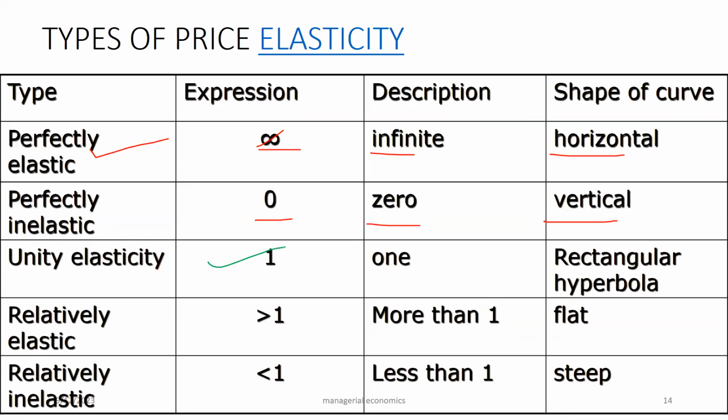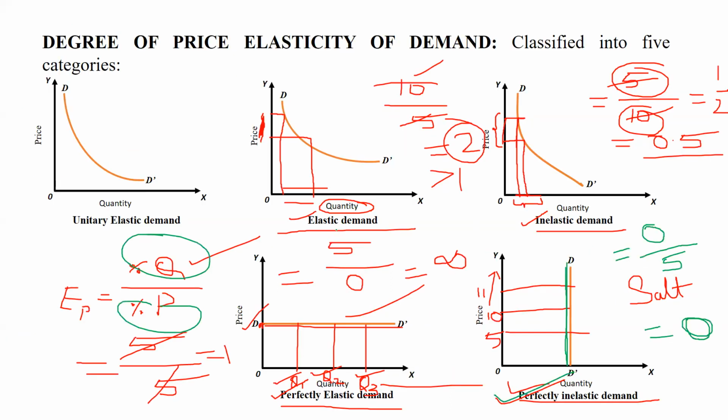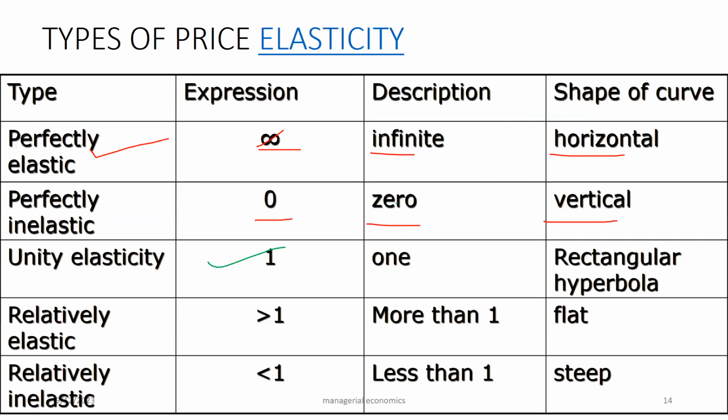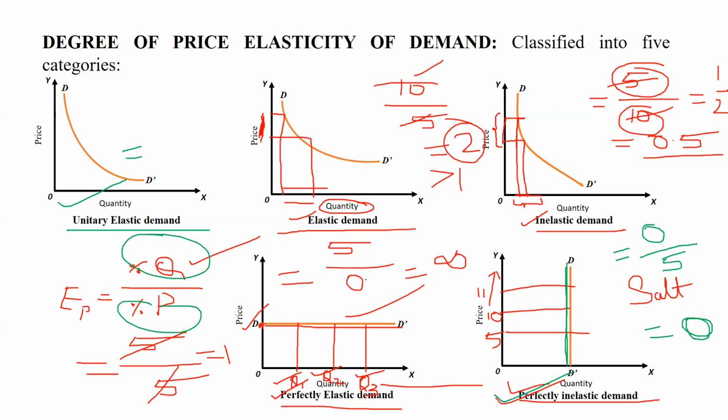Then we come to unitary elastic. I have already shown the rectangular hyperbola. So I have already expressed here unitary elastic. It is equal to 1 and the shape of the curve is a hyperbola. And we come to relatively elastic. Relatively elastic is greater than 1, more than 1. That is flat, your curve is flat. So I have already shown you relatively elastic. We can call it elastic or we can call it relatively elastic.